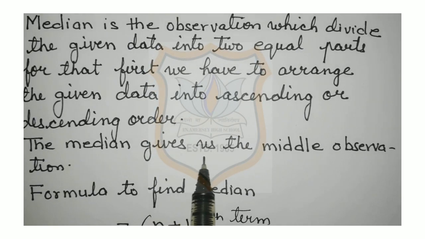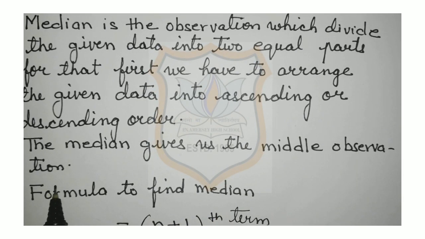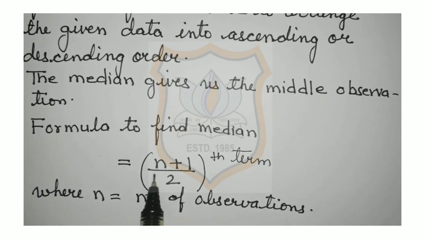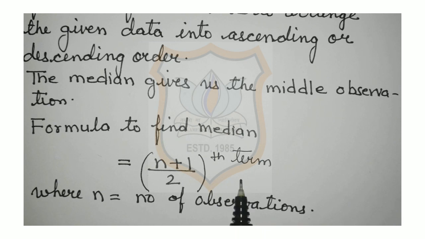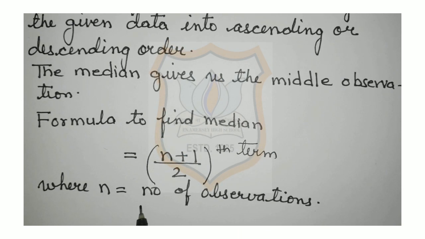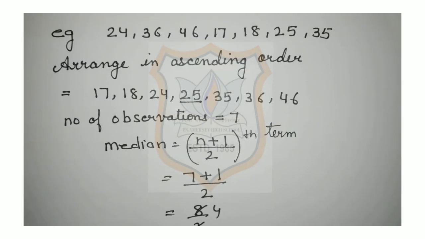The median gives us the middle observation. The formula to find the median is equal to (n plus 1) upon 2 th term. This is the formula to find the median of a given data, where n is equal to the number of observations. I will explain it by giving examples.